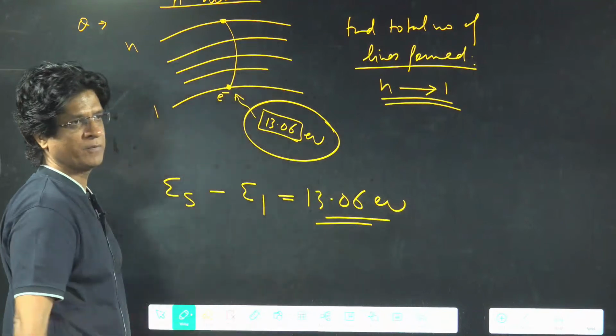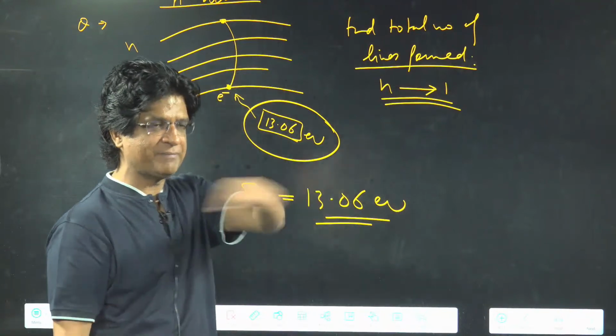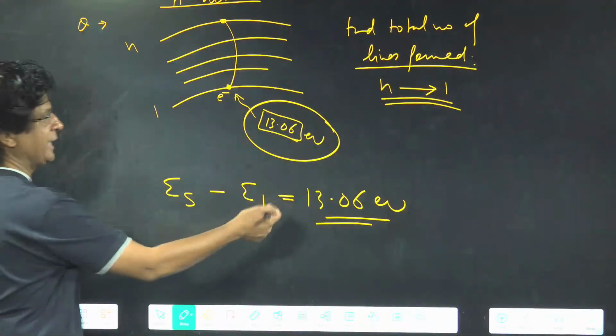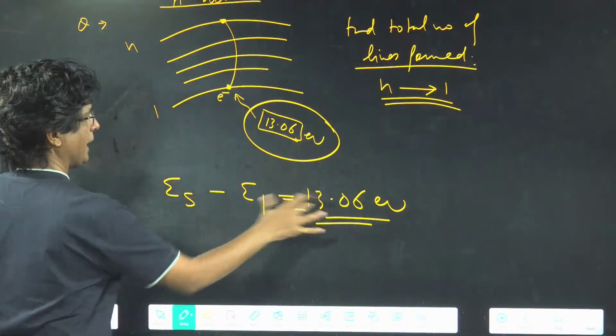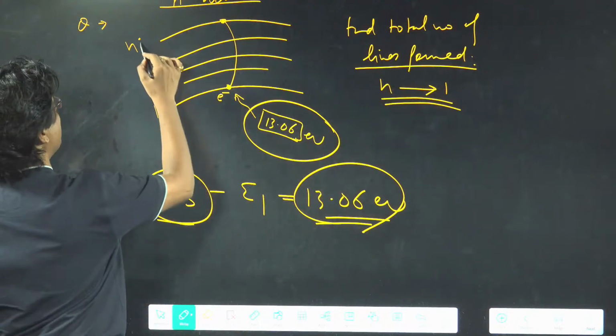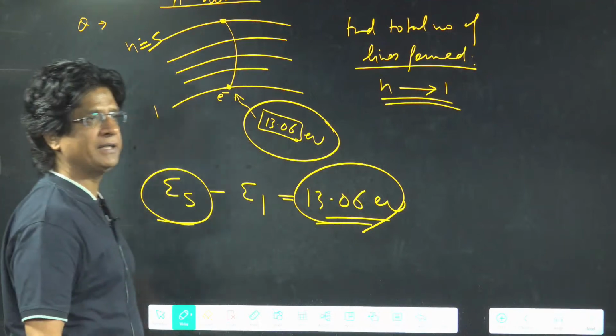Remember that or not? I gave you all these values. Yes, E5 minus E1. Very good, Ashfaq. Very, very good. So E5 minus E1. That means this photon will absorb this much energy and will go where? To orbit number 5. So this n should be what? 5. This is orbit number 5.